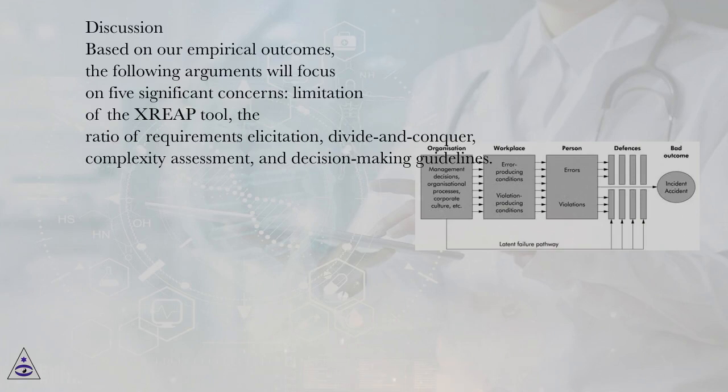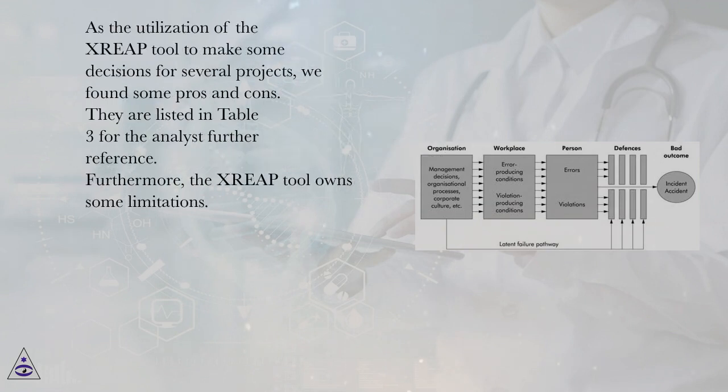Discussion. Based on our empirical outcomes, the following arguments will focus on 5 significant concerns: limitation of the XREAP tool, the ratio of requirements elicitation, divide and conquer, complexity assessment, and decision-making guidelines. As the utilization of the XREAP tool to make some decisions for several projects, we found some pros and cons. They are listed in Table 3 for the analyst's further reference.